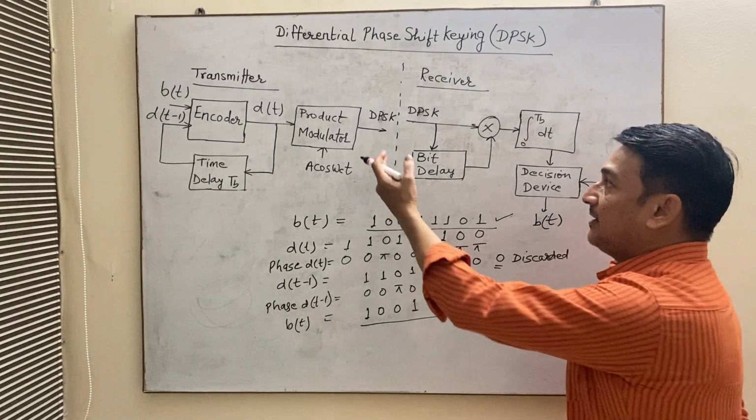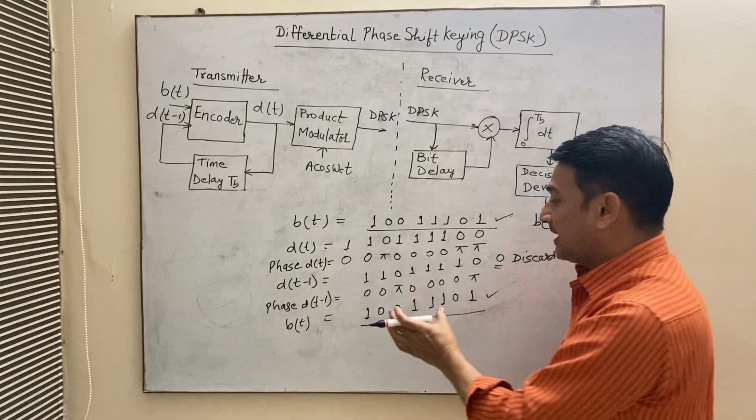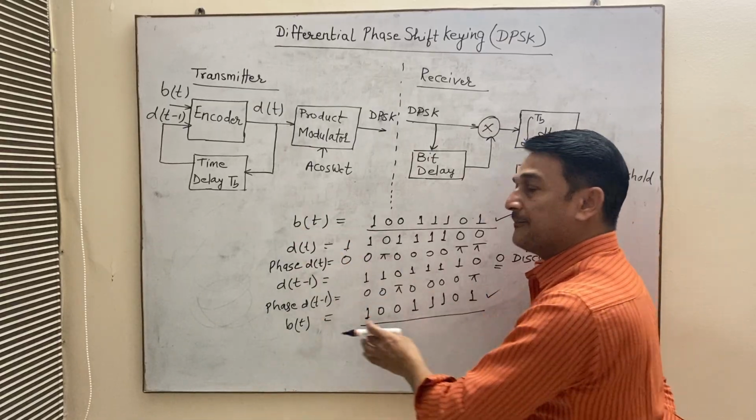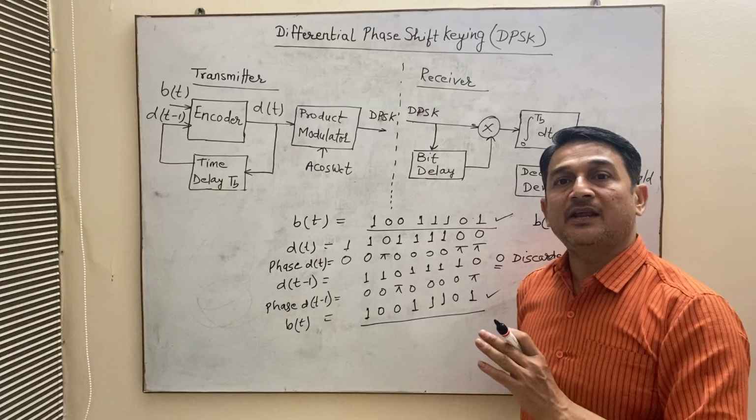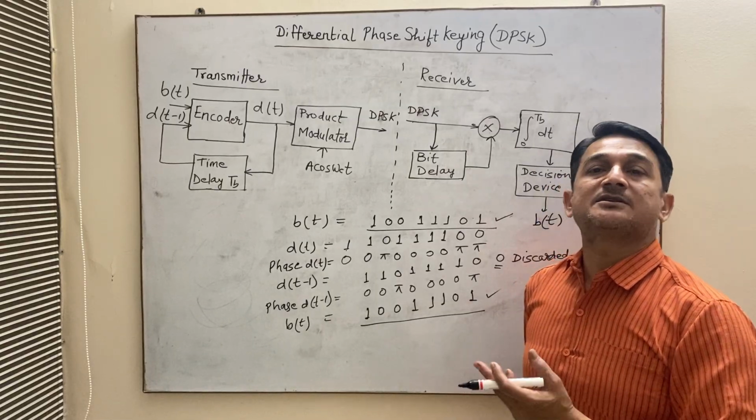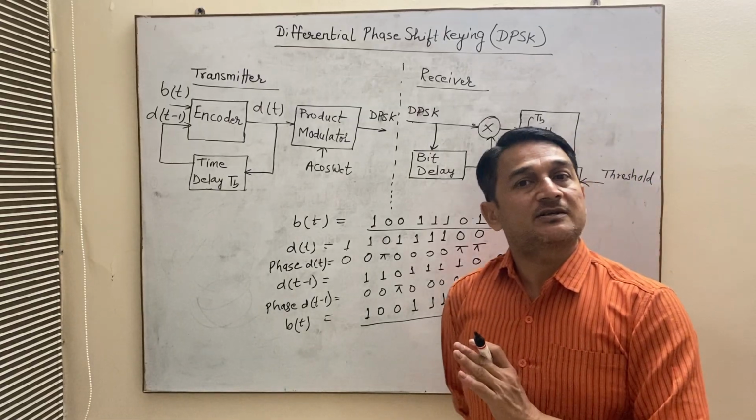So this way, at the receiving end, we can detect the transmitted data successfully without the need of complex circuitry for carrier recovery. This is how your DPSK signal works.